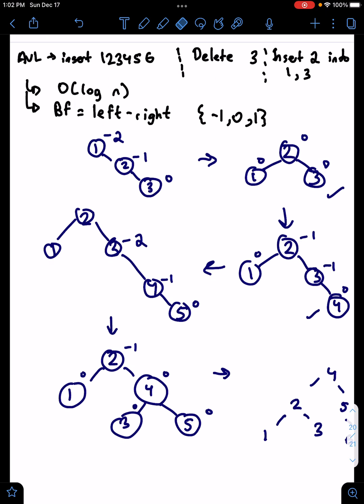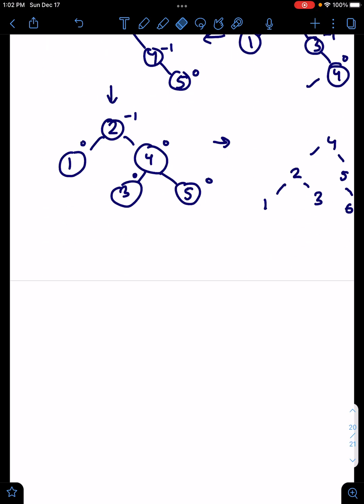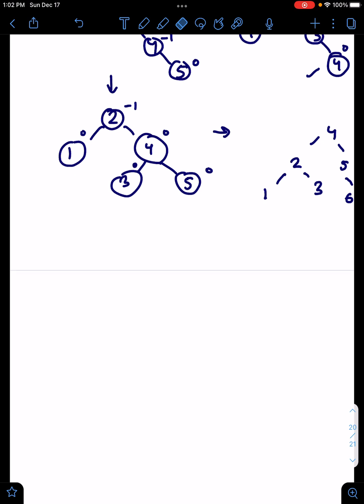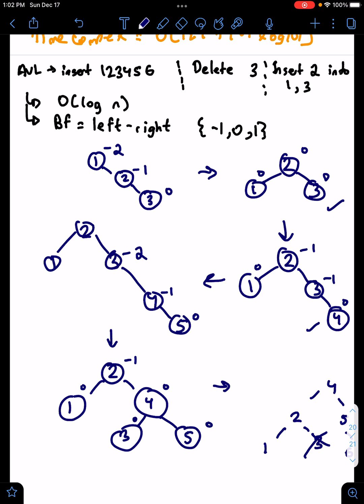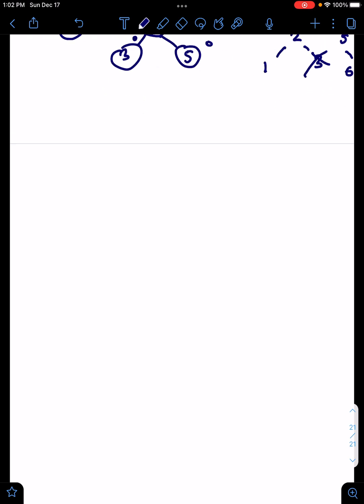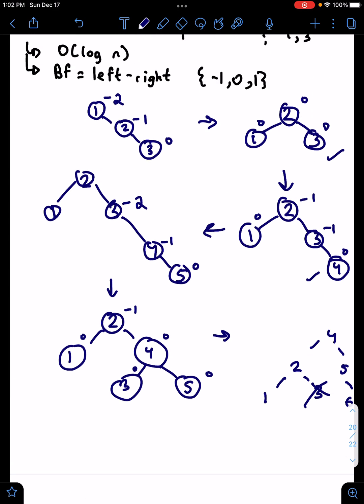All right, next up, let's delete 3. What happens when you delete 3? An AVL tree is always balanced based on the balance factor, right? So if we delete 3, that does not make it unbalanced, so that's fine. Now insert 2 into 1, 3. This is the example I came up with in case we didn't get to talk about a double rotation, like if we just did single rotations, right?